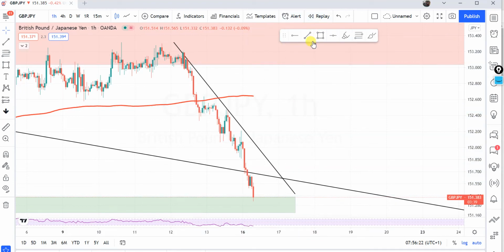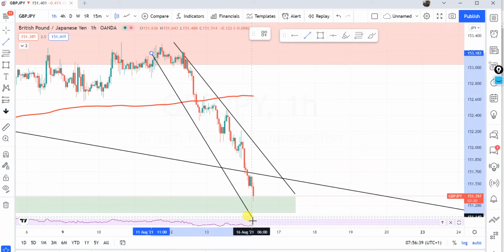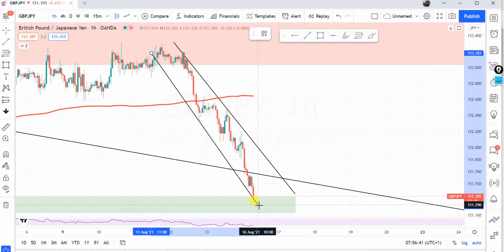This happened within, I guess, 2 days. This happened from the 12th of August, close to a week or two. So we had this sharp fall. Okay, connect the dots together.